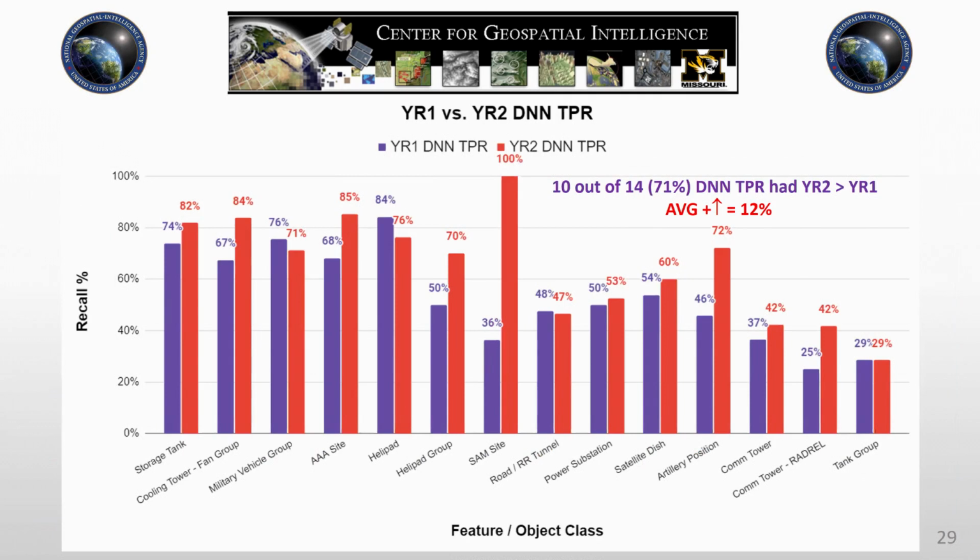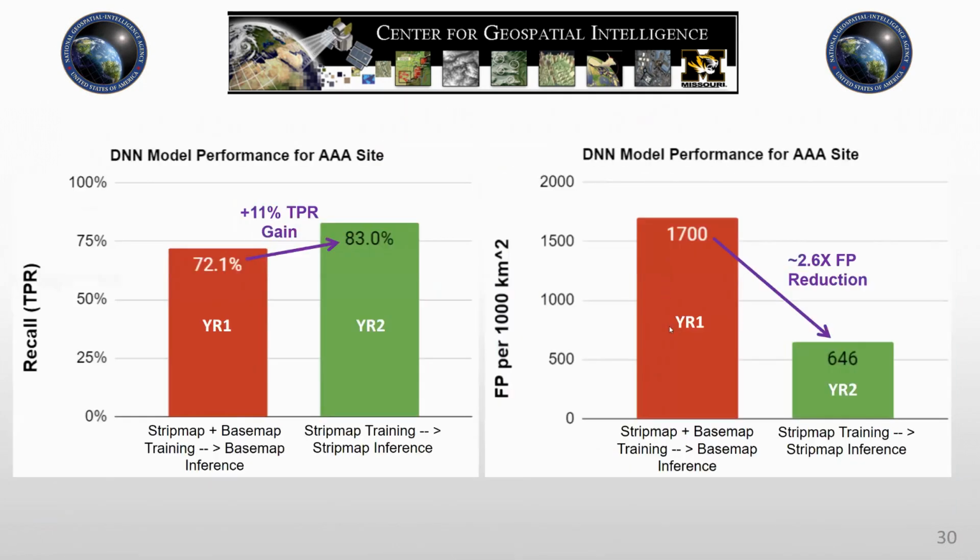This is looking at the recall, or the true positive rate, of the year 1 and year 2 DNN. So we did make improvements between year 1 and year 2 on average, although some in year 2 were not quite as good. But the average improvement in the recall for the machine learning algorithms is about 12%, comparing year 2 versus year 1 for the 14 feature and object classes that we studied. And you can see just an illustrative example of that here.